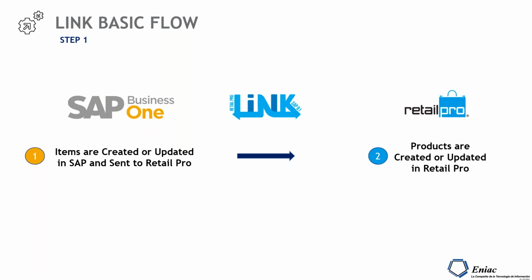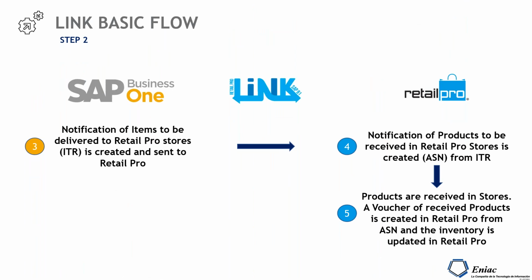Okay. Once the product is in Retail Pro, we will send a notification of transfer of merchandise from the distribution center to the physical store. We do that with a document that in SAP is called ITR, Inventory Transfer Request. We send that to Retail Pro, and in Retail Pro, the link converts that to an ASN. The ASN tells the physical store, hey, you are going to receive this merchandise.